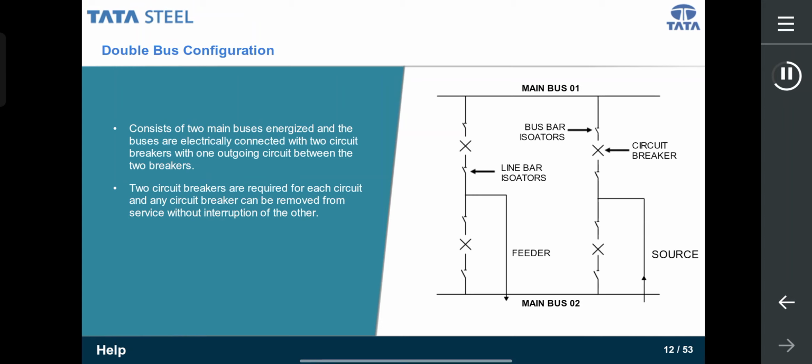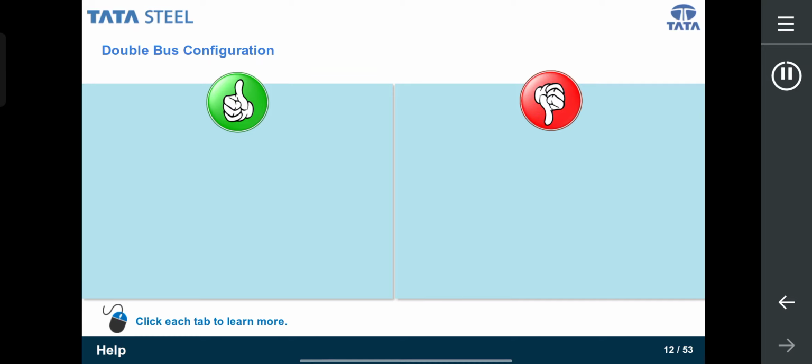Faults in either of the main buses also do not cause any interruption. This configuration is usually limited to large generating stations because of high cost, which can afford this additional reliability. Click on each tab to learn more.